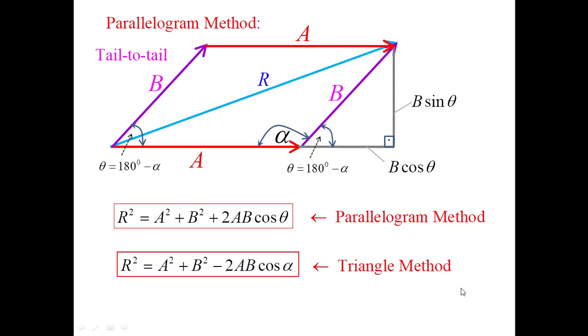I want you to recognize that in case of the parallelogram method, we use angle theta, that is the angle between the two tails. And in case of the triangle method of vector addition, we use angle alpha, which is the angle between the head and the tail of the two given vectors.